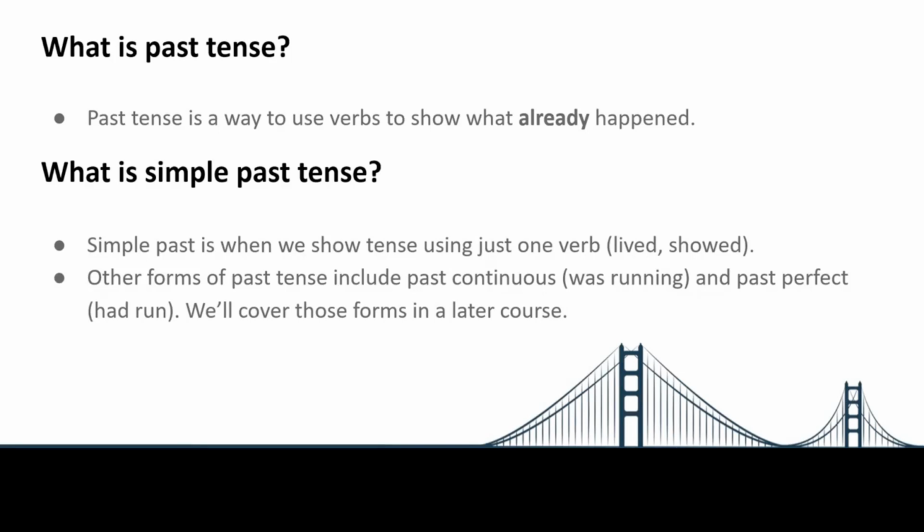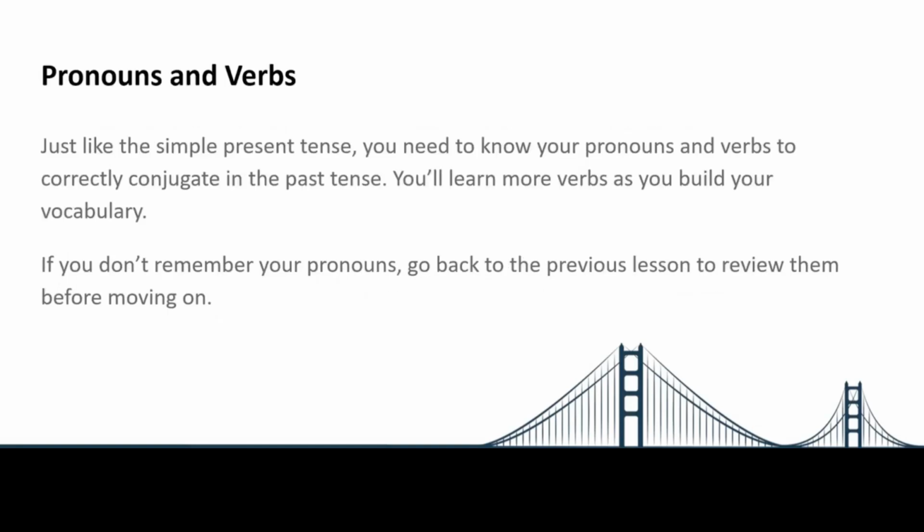Other forms of past tense include past continuous, was running, and past perfect, had run. We'll cover those forms in a later course. Pronouns and verbs. Just like the simple present tense, you need to know your pronouns and verbs to correctly conjugate in the past tense. You'll learn more verbs as you build your vocabulary. If you don't remember your pronouns, go back to the previous lesson to review them before moving on.